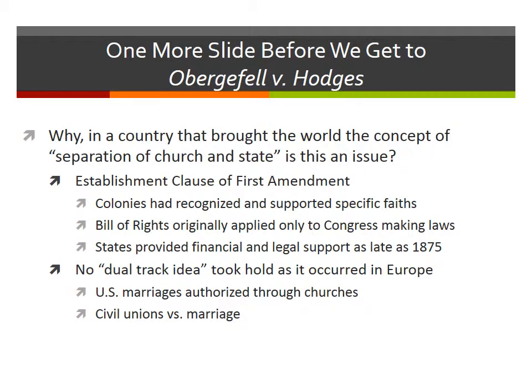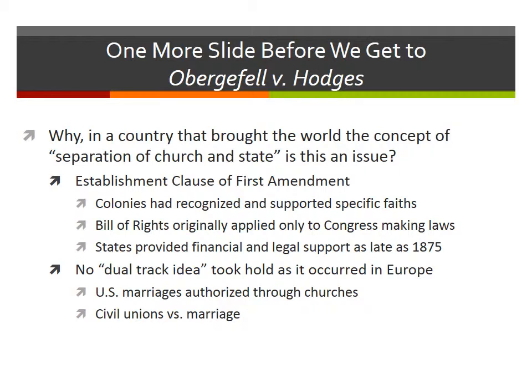So a lot of states had sort of specific support of religion and religious groups sometimes well into the 1800s. So that's one of the reasons why we've had this mess, where even though we have the separation of church and state, our history and the Constitution, which applied to Congress initially, really didn't make it easy for us to define marriage in civil terms.